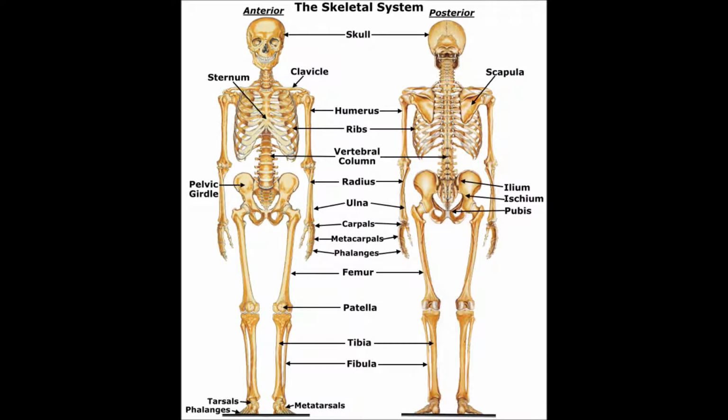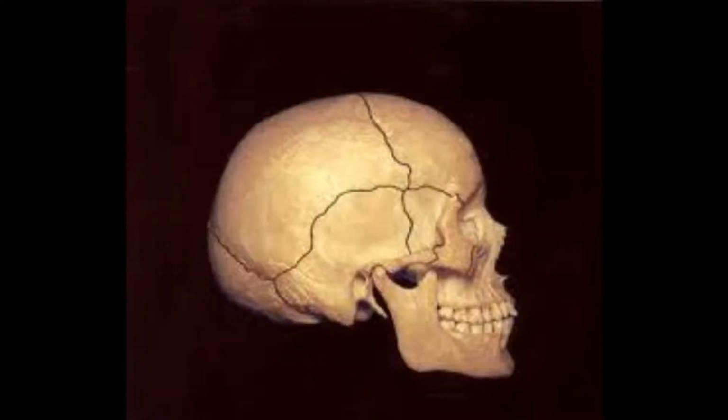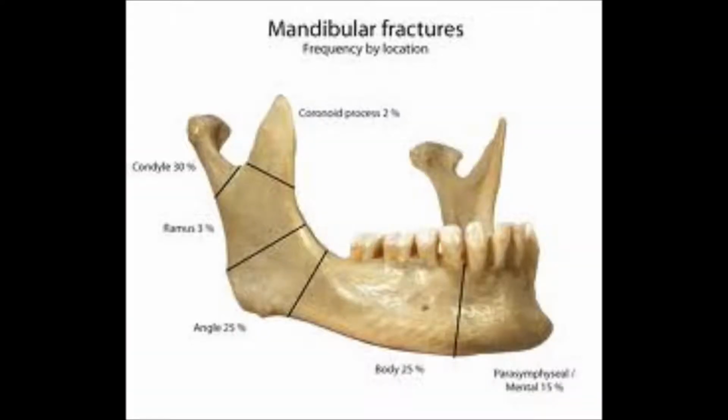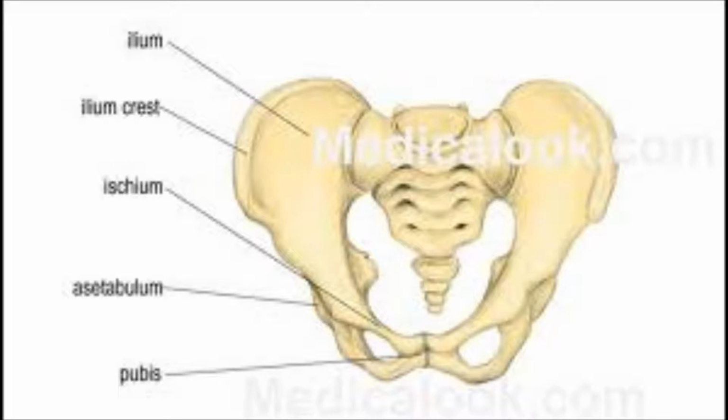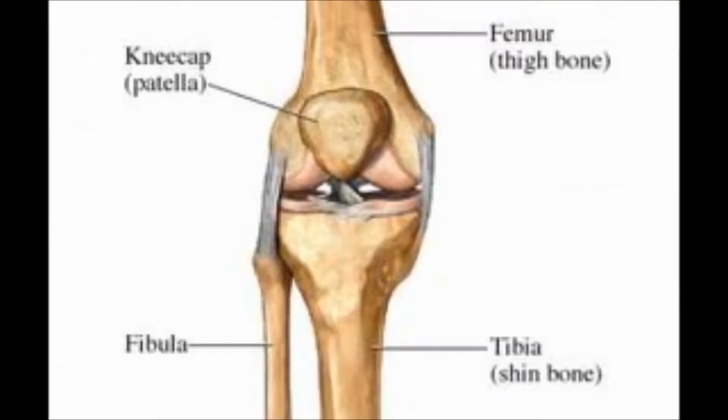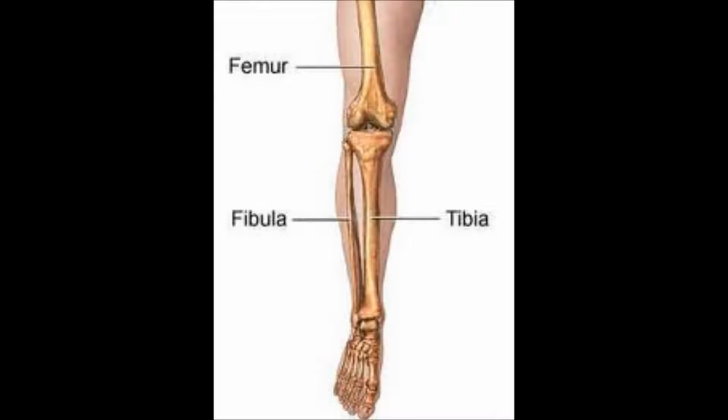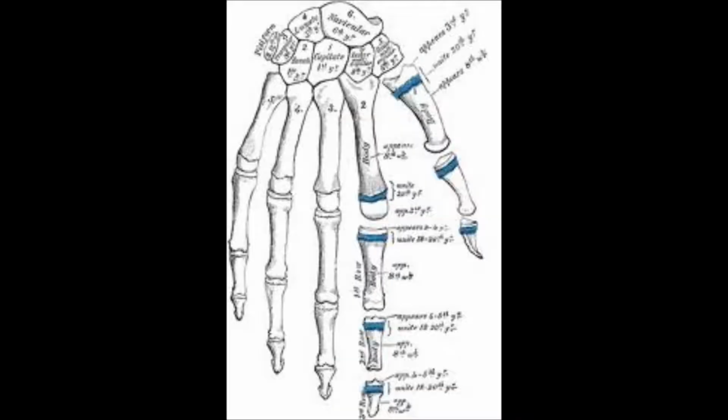The skeletal system includes all bones in the body, including the joints that attach them together. There are 10 major bones in the human body. These include the cranium, the mandible, the vertebral column, the sternum and the ribs, the pelvic girdle, the femur, the patella, the fibula and tibia, and finally the phalanges.